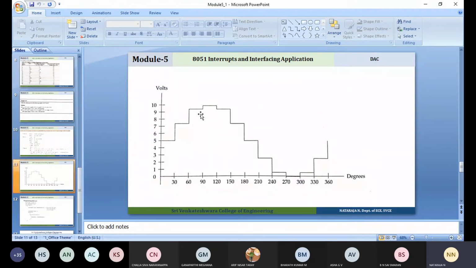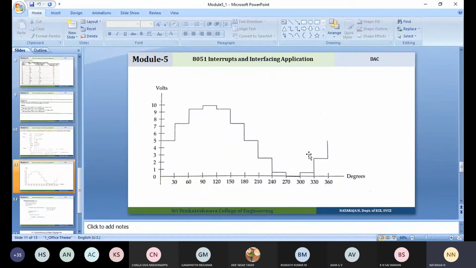Then this is the output we are going to get. A sinusoidal signal from 5 volts, it reaches a maximum of 10 volts, again 0, again a negative peak, and it keeps varying. Voltage will be from 0 to 10 that I have taken. This is plus or minus 5 volts, or 10 volts peak to peak, like that we can consider. At 30 degrees what is the value, at 60 degrees what is the value, at 90 degrees, 120, like that it keeps varying. You will get a sinusoidal signal.